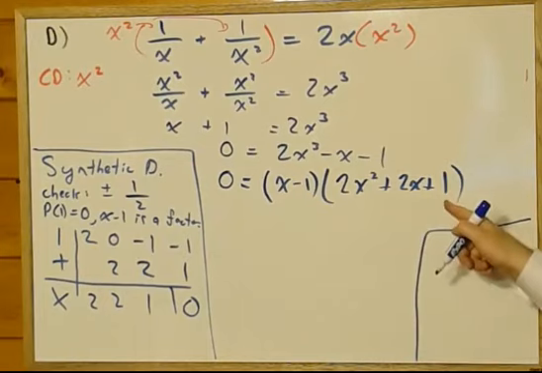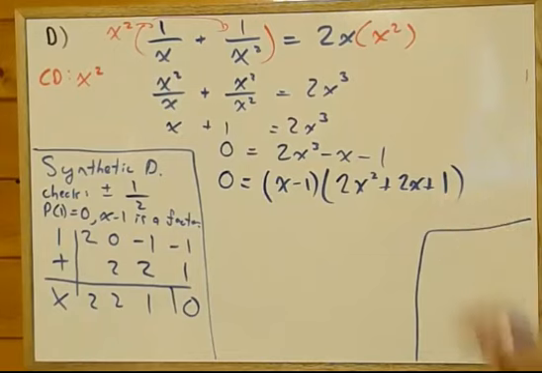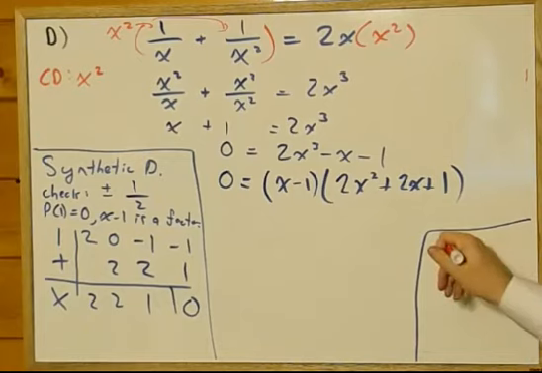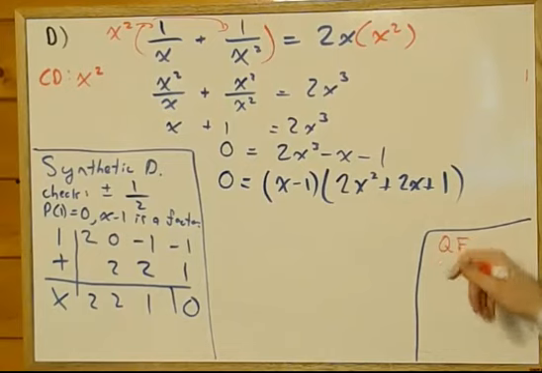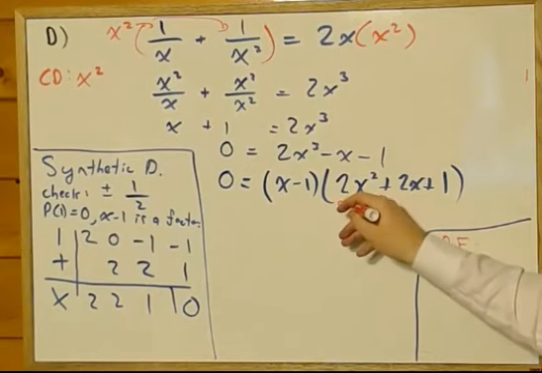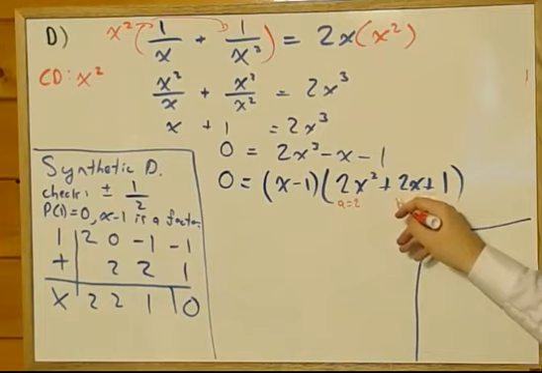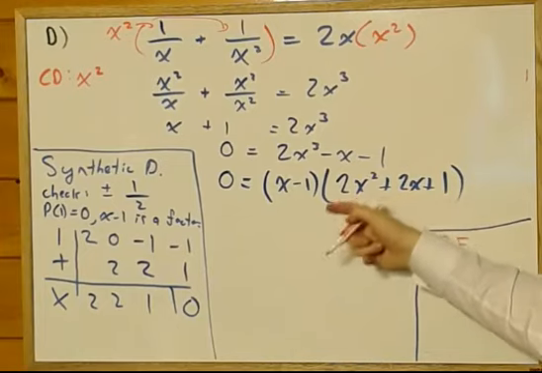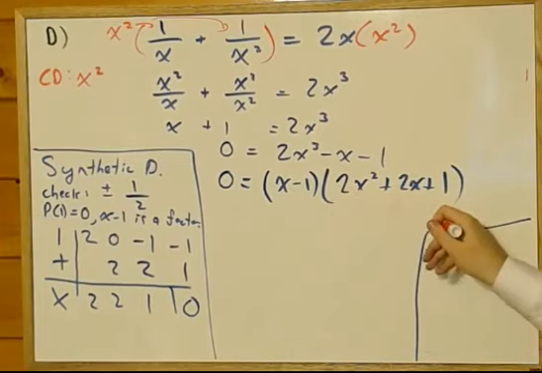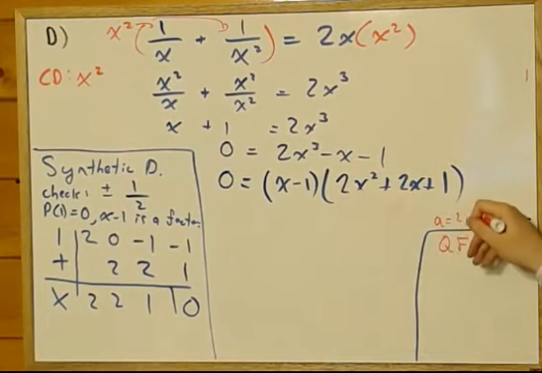I don't know what two numbers multiply to make 2 and then add to make 2. So I must use the quadratic formula. Note that a is equal to 2. I suppose I can write this right above my work over here. A must be equal to 2, B is equal to 2, and C is equal to 1.